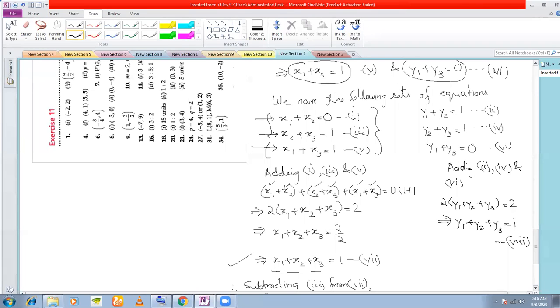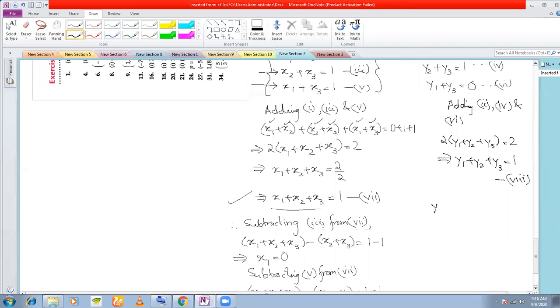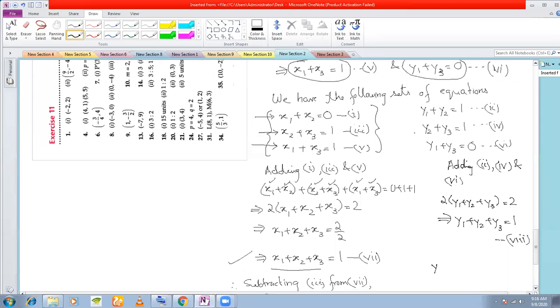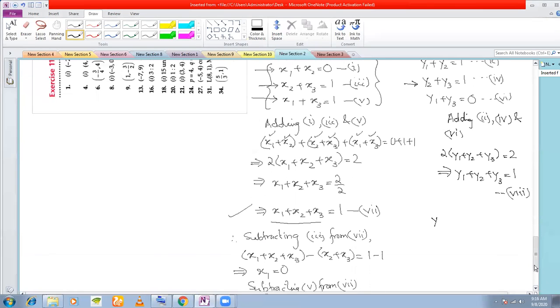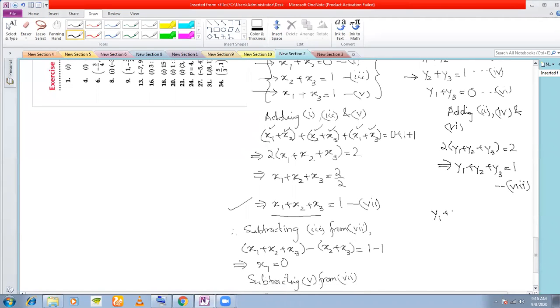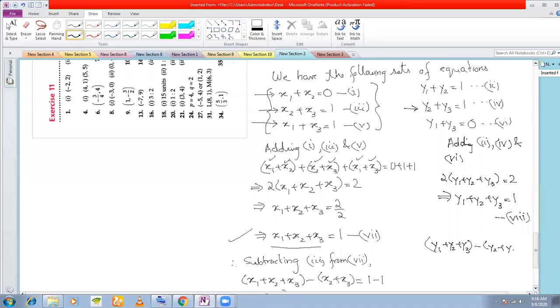So now in order to find y1, which one does not have y1? This one. We will subtract 4 from 8. So y1 plus y2 plus y3, this time I'm not writing, minus y2 plus y3 is equal to 1 minus 1.